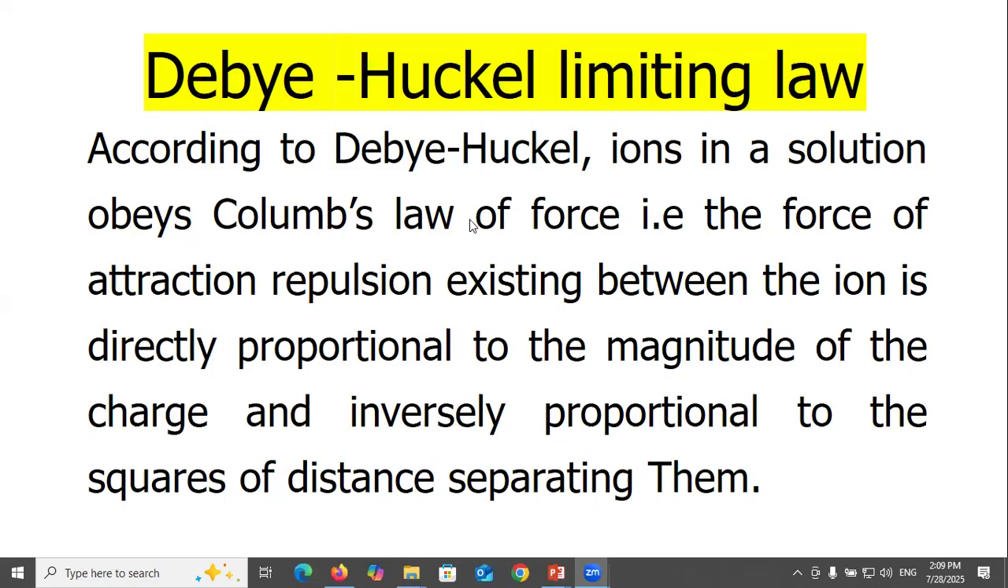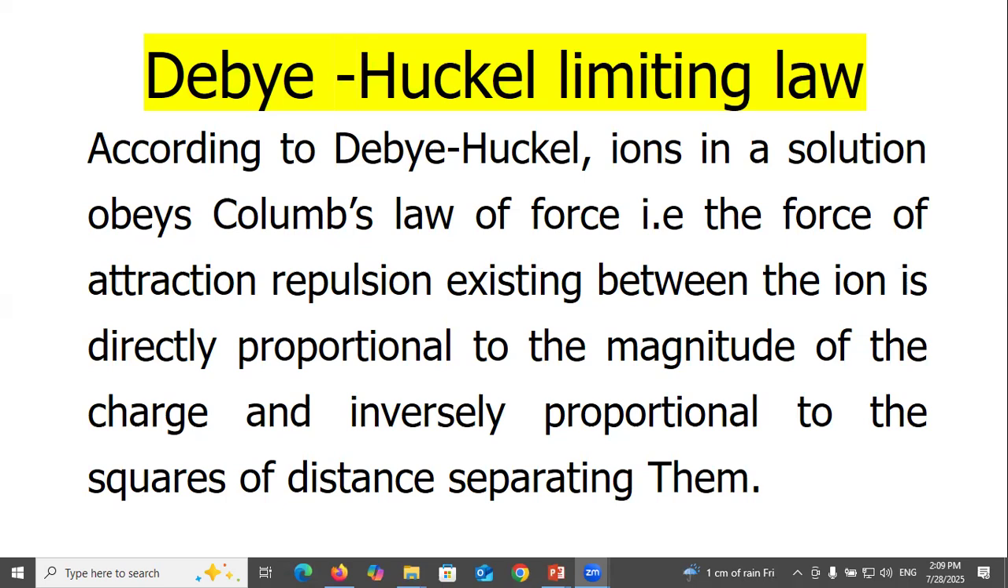Okay, Debye Huckel limiting law. According to Debye Huckel, ions in a solution obey Coulomb's law of force. That is, the force of attraction or repulsion existing between the ions is directly proportional to the magnitude of the charge.